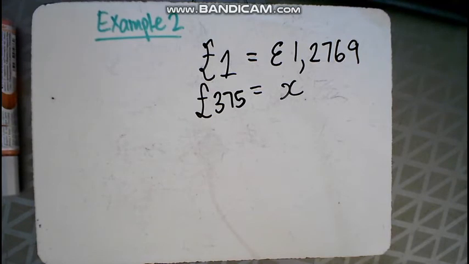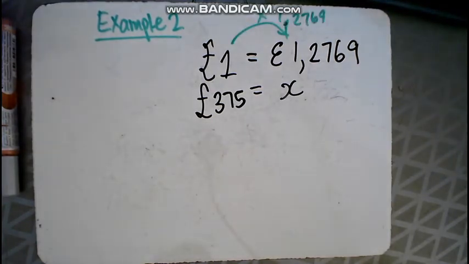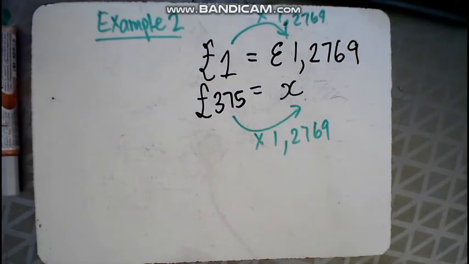So to go from 1 pound to 1.2769, what should we do? 1 times 1.2769 will give us 1.2769. So whatever we did on the top, we should also do at the bottom. And so we will multiply the bottom by 1.2769.